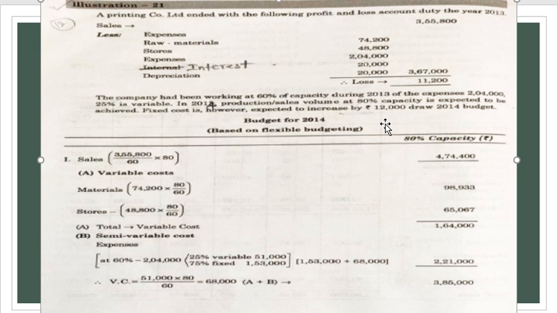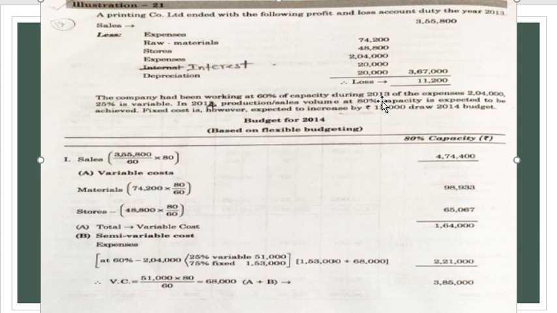They have stated that the company had been working at 60% capacity during 2013, and of the expenses of 2,04,000, 25% was variable. So we need to classify this expense into 25% variable and the remaining amount as fixed, and show it in the calculation. That is what they have asked us to find out.